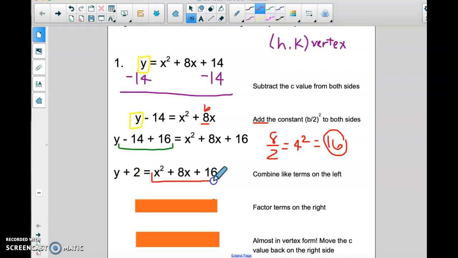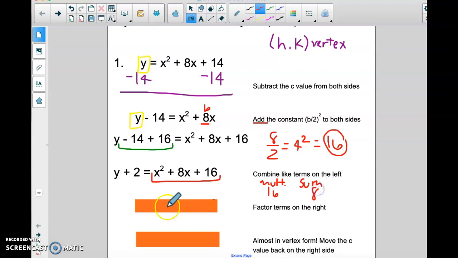Now we can factor this. So I need 2 numbers that multiply to 16 and add to 8. Remember, you don't really need to think about this. What are they? 4 and 4. Just like before, it's always going to be the same numbers.